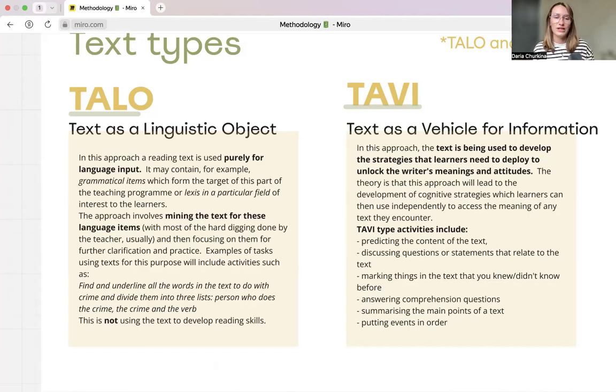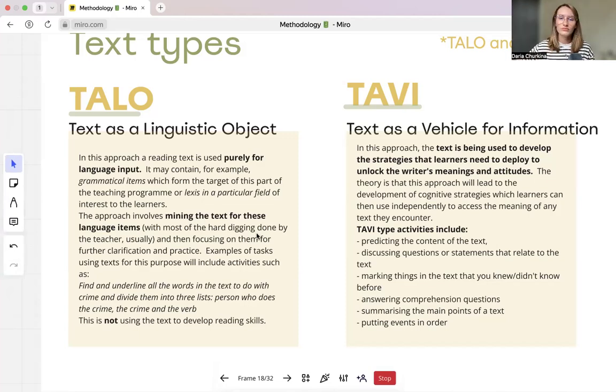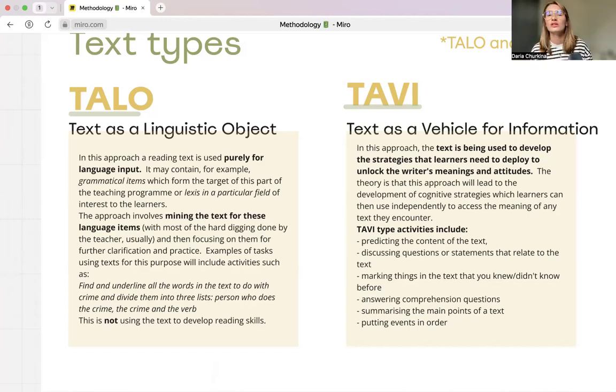Just some examples of tasks for you to grasp the idea. For example, when you ask your students to find and underline all the words which have to do with crime or any other topic at all, right? Or when we are focusing on a particular chunk that we found in the text, and then we drill this chunk, okay? So this is going to be text as a linguistic object.